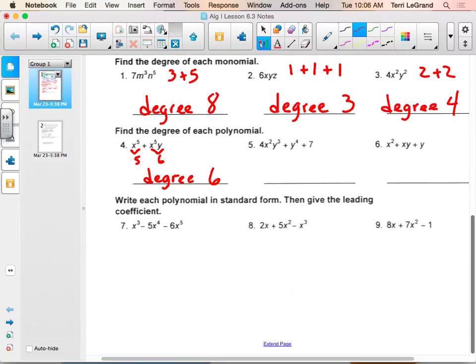Okay, wait, why is that one 6? When there's more than one monomial, which we have 2 of, we take the one that has the largest degree. But the y doesn't have an exponent. What invisible power is there that they just didn't write? 1. So 5 plus 1 would be 6, wouldn't it? Okay, go ahead and do 5 and 6. Then you tell me what the degrees of each of those polynomials are, and be ready to tell me what the degree of each monomial in the polynomial is.